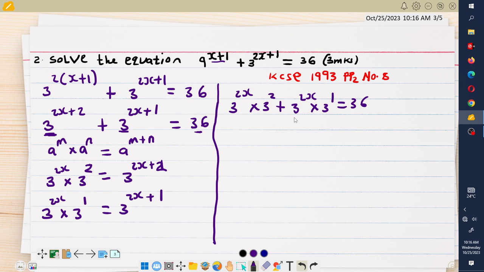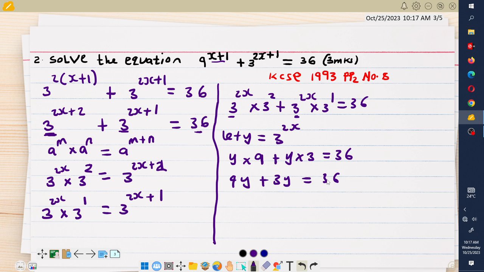You can see that 3 power 2x is common here and here, so I'll give it a letter. I'll let y be equivalent to 3 power 2x. If I substitute in this equation, I'm going to have y multiplied by 3 power 2, and of course 3 power 2 is 9, then plus y multiplied by 3 power 1, you'll get 3. This is equivalent to 36. So this is 9y plus 3y equals 36. If you take 9y and add 3y, you get 12y equal to 36. Therefore the value of y will be 36 divided by 12, which will give you 3.